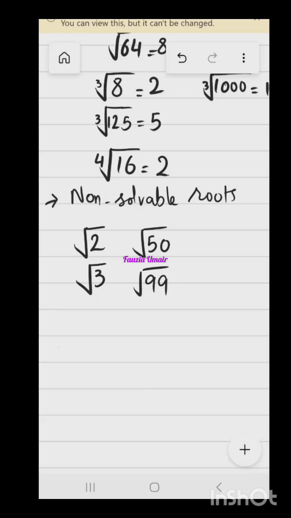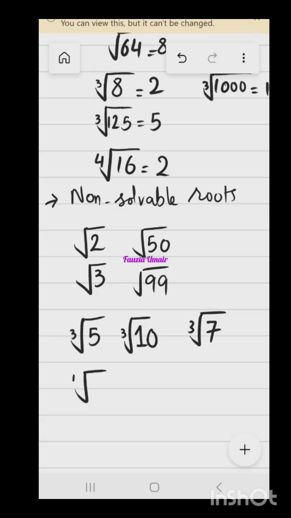Similarly, cube root of 5, cube root of, let's say, 10, cube root of 7, they are all irrational numbers. Fourth root of, let's say, 10, fourth root of, let's say, 15. They are all irrational numbers. So the non-solvable roots are irrational.